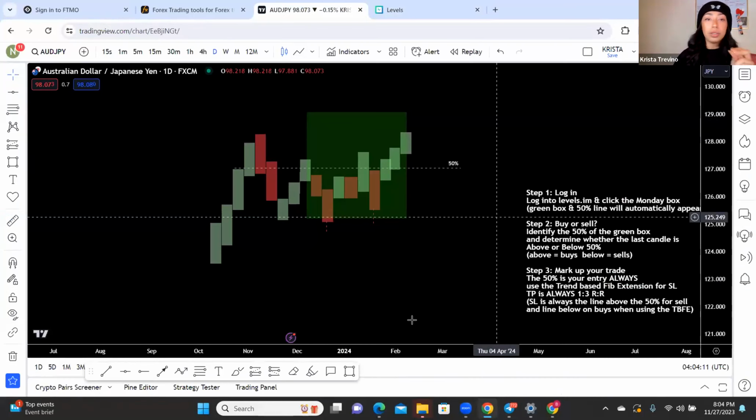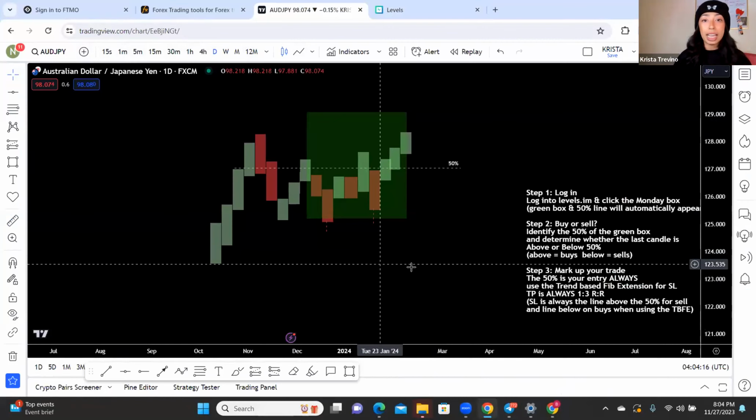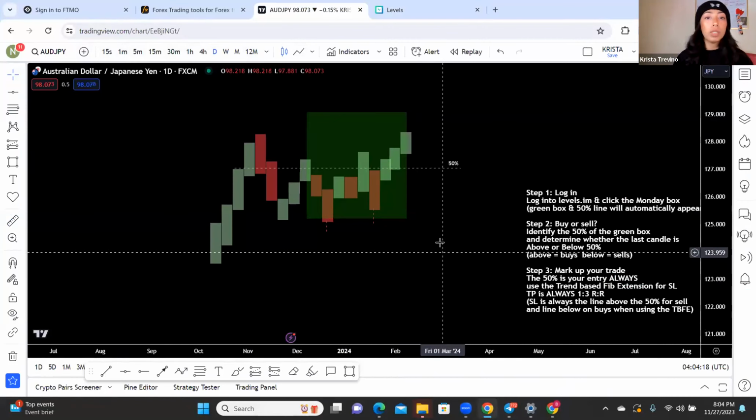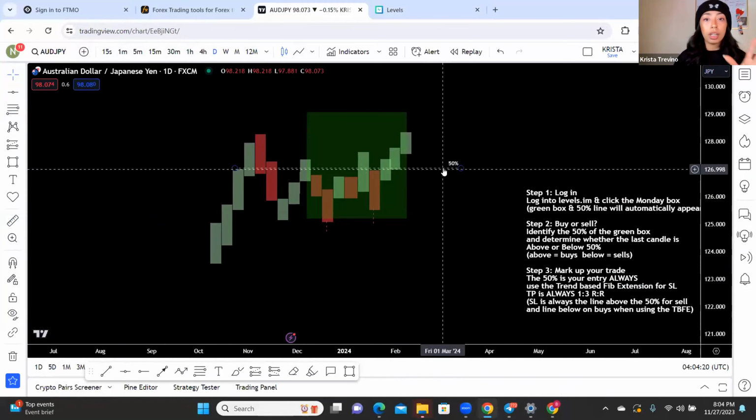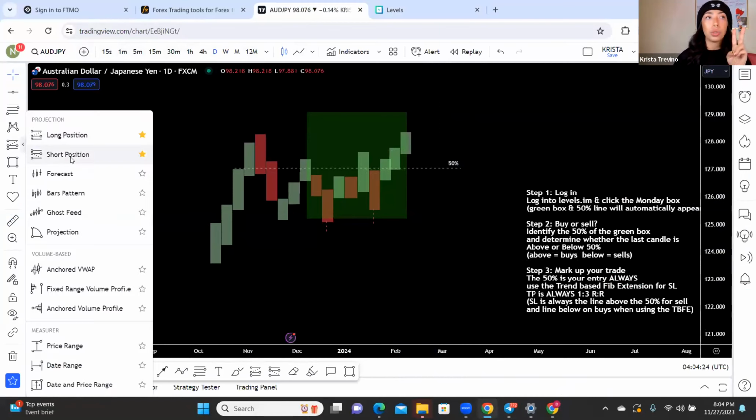Okay. So we do not have to change time frames. We don't have to do anything extra. We just go to 50%. That is our entry. So if we're looking for buys, you guys, are we looking for long positions or short positions? Longs or shorts?